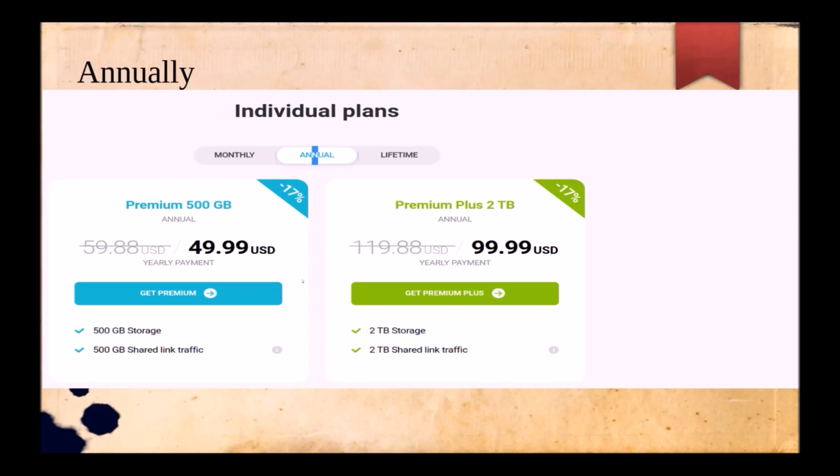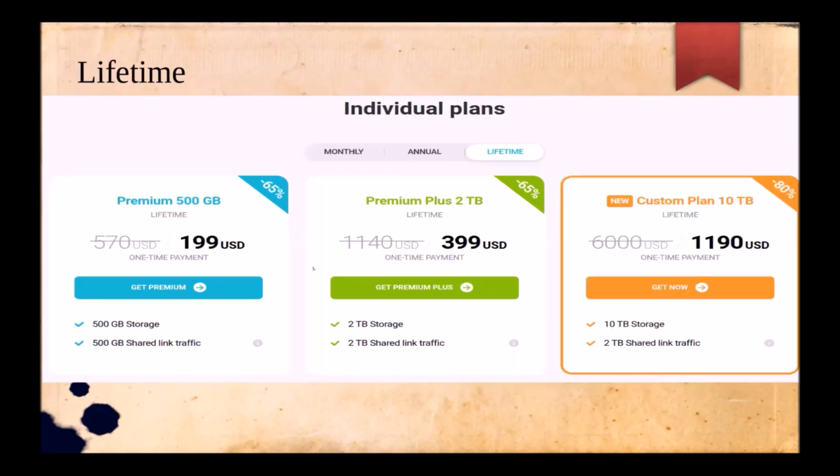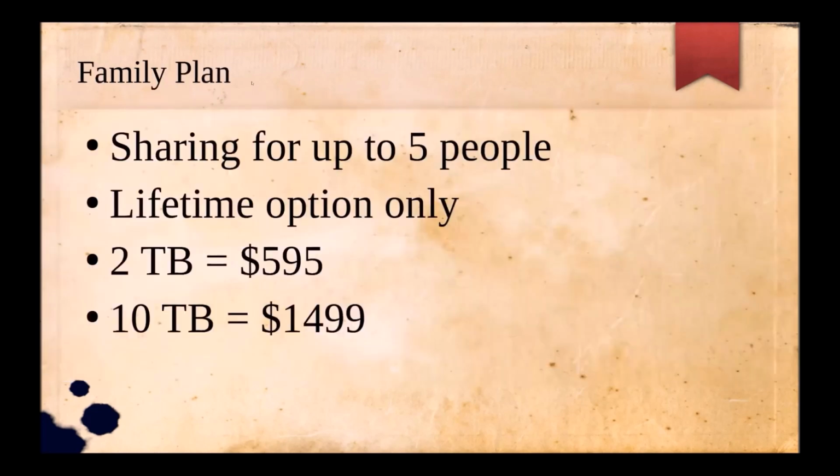If you go to the lifetime, and the lifetime comes out to about 4 years of advance payment, you can get $200, which is a pretty good bargain depending on your life expectancy, $400 for 2 terabytes. And they now have a new custom plan that is only available for a lifetime purchase of 10 terabytes for $1,200. And so depending on what your needs are, they have plans available for that.